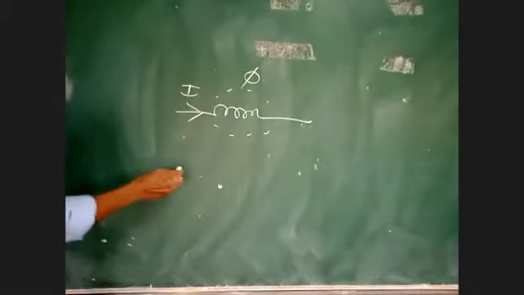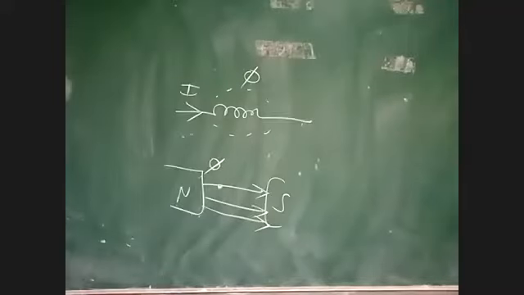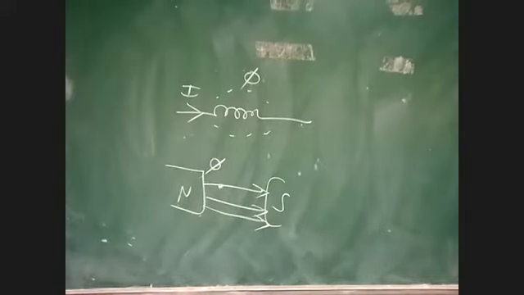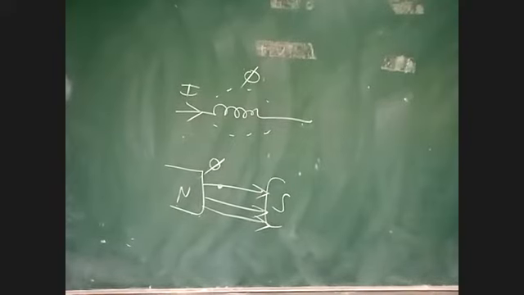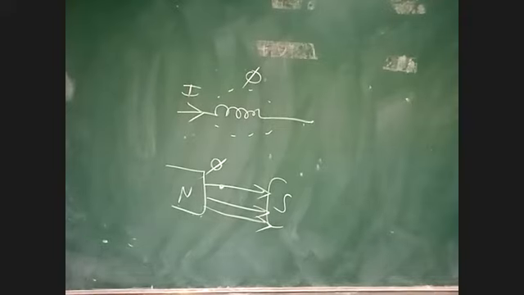Reverse will happen. Let us take the magnetic field. Phi is the flux from North Pole to South Pole. We are having magnetic flux now. From this magnetic flux, I want to generate the electric current. How is it possible?